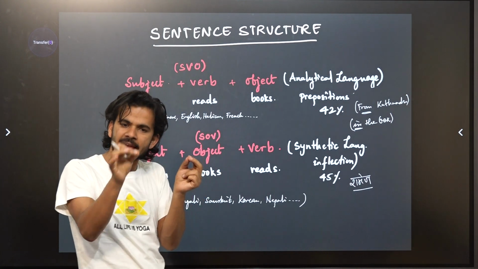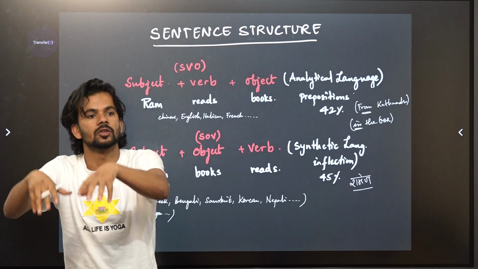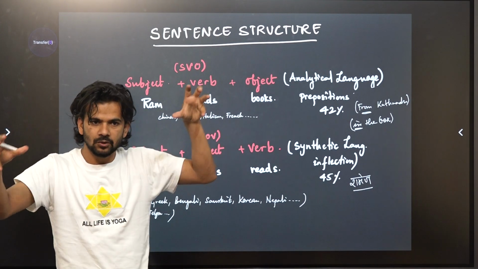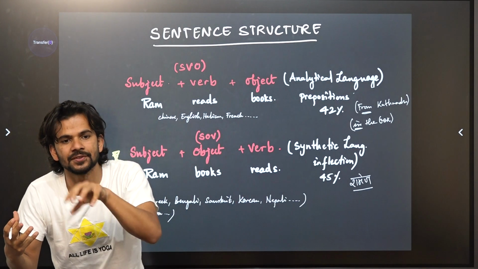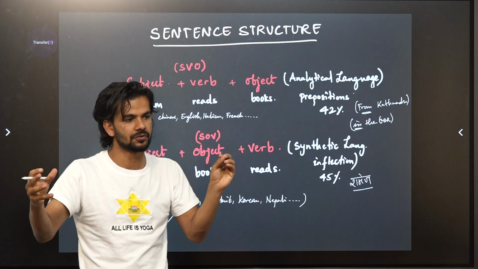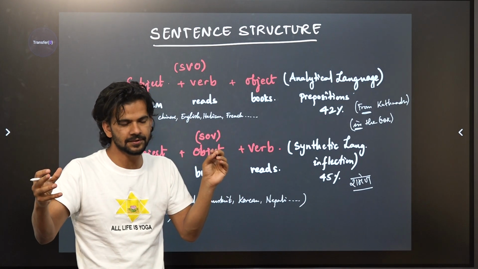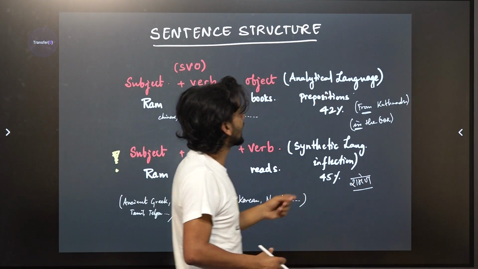Apple is in the box. Where is the apple? In the box. Between the apple and the box, the word "in" is finding the relation between the apple and the box. Do you understand? So, these are analytical languages.